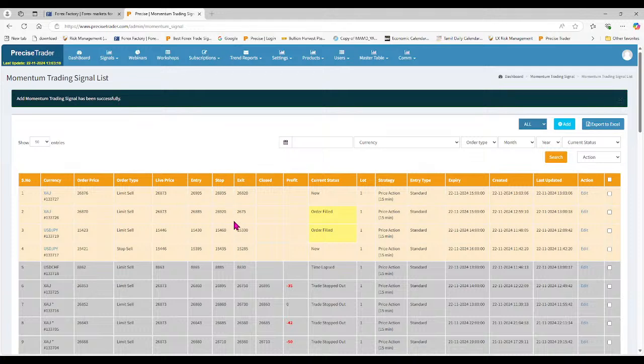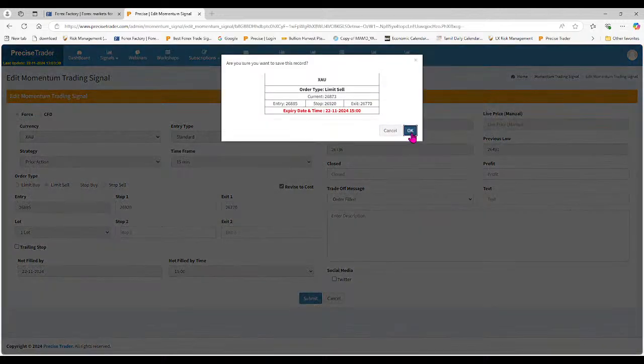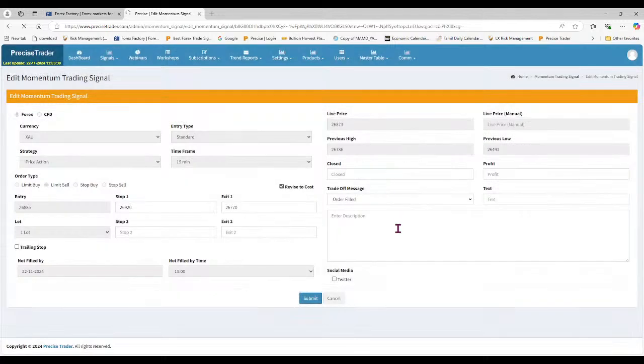Then the exit, we'll try to exit before 82. Give me a minute. I think the TP is wrong. It should be 2677. I was wondering how it accepted.